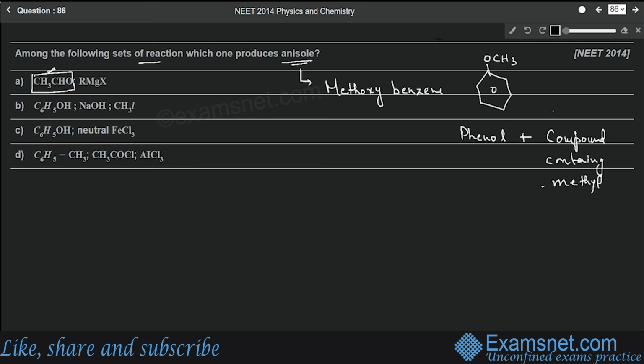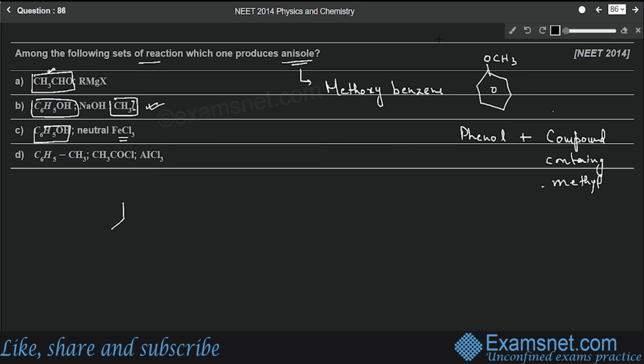In the second option we have a phenol, yes, and then we have methyl iodide as well. So from here the methyl group can come and attach to the benzene ring. So yes, this can be possible. In the third one we have phenol, but we don't have anything containing methyl, and in the last one we don't have phenol. So the only correct option can be the second one.